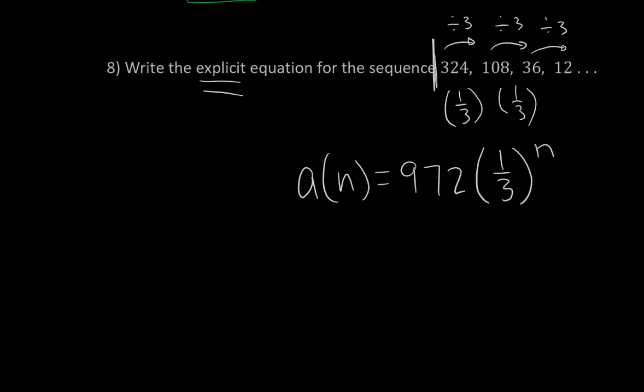So this is the explicit equation that describes this geometric sequence. It has a 0th term of 972, and it's generated by repeatedly multiplying by the number 1/3, and that's it.